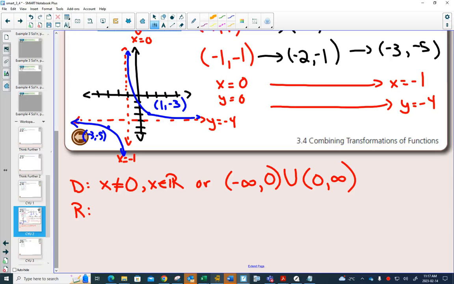Same thing with the range. There's only one value it can't equal. Y can't equal 0. And you could do the same thing with interval notation. But I'm just going to keep it simple. That's the easiest way to write it. For your blue graph then, for my domain on my blue graph now, x can't equal -1. And for my blue graph now, y can't equal -4.